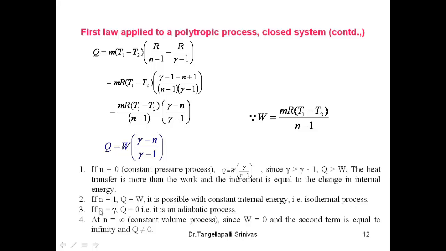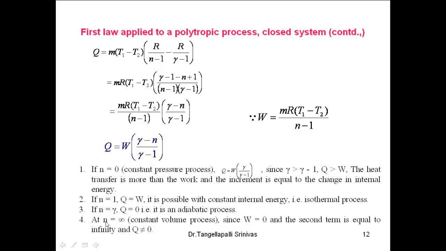In the next case, n is equal to gamma. After substituting n is equal to gamma, the numerator becomes gamma minus gamma, that becomes 0. Since W is not equal to 0, 0 into this one, Q becomes 0. Q becoming 0 means this is called an adiabatic process.